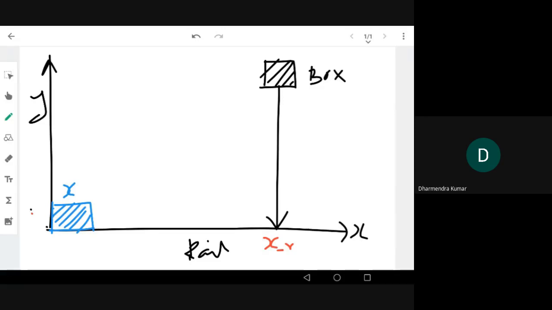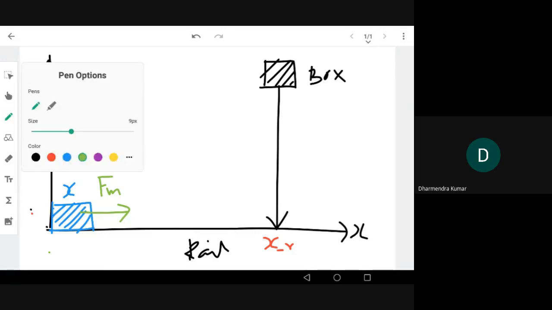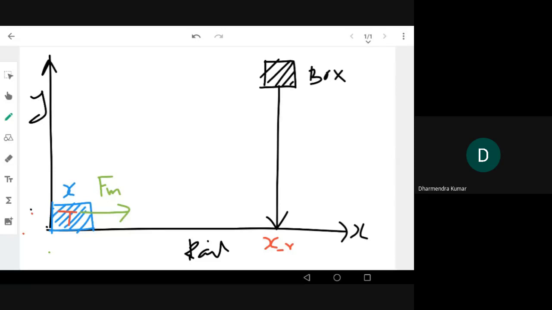So the error is x minus x reference. Now you have to design the controller to decide what should be the magnetic force given to the magnetic train. The magnetic train, I call the train T. FM should be given to train T so that at the exact position when the box hits the rail, the train has to catch it.